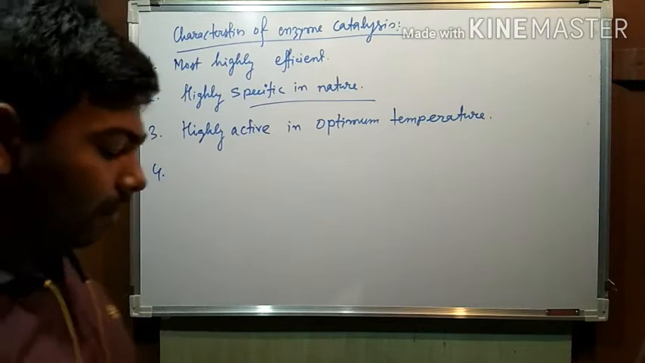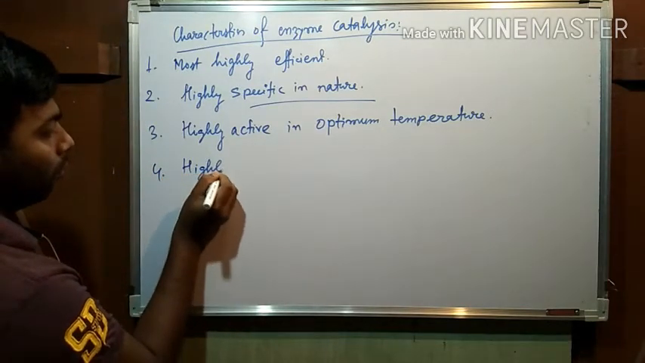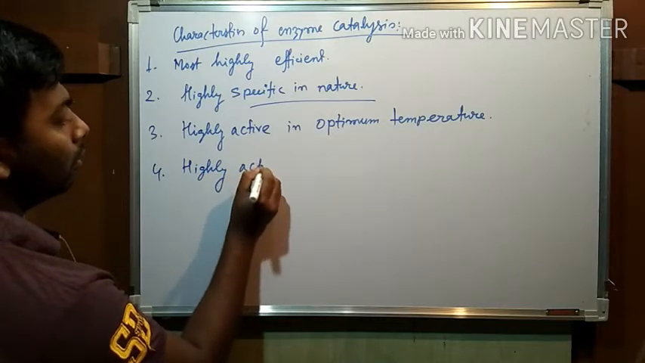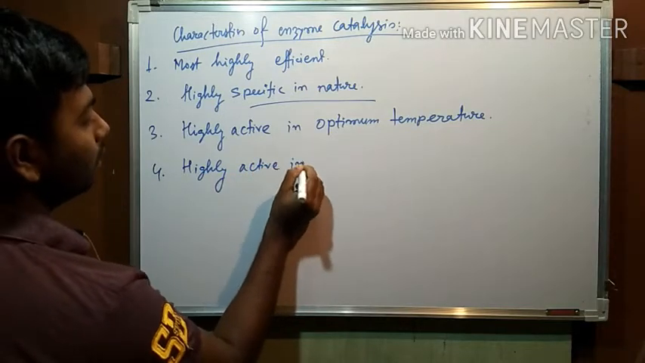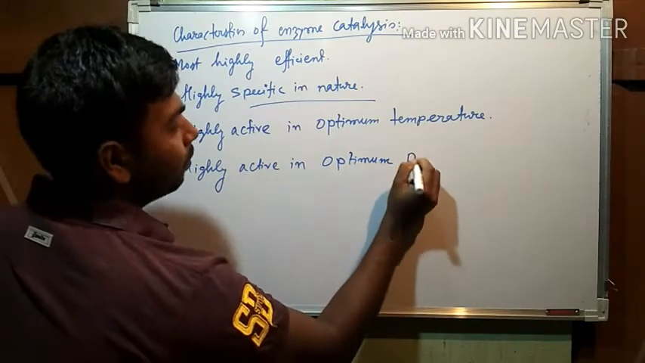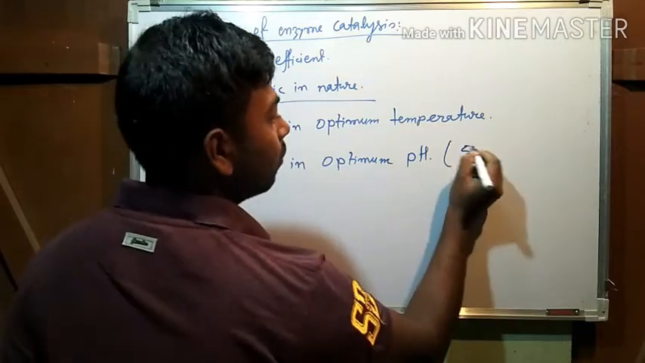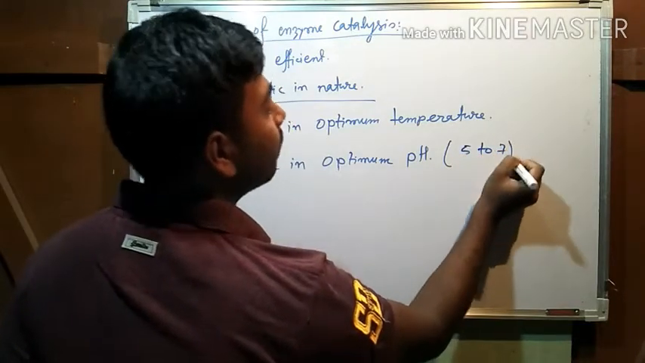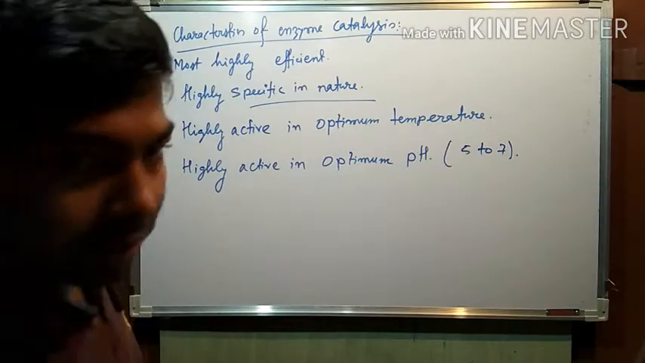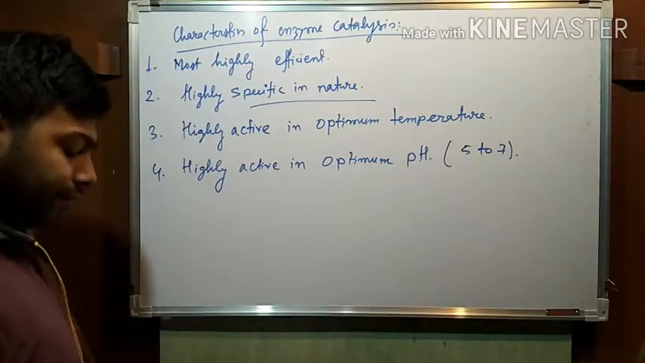Next characteristic is highly active in optimum pH. The pH range is nearly 5 to 7. 5 is not so acidic and 7 is neutral. That's why it is the optimum range.